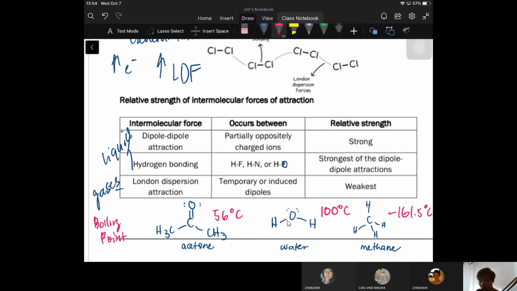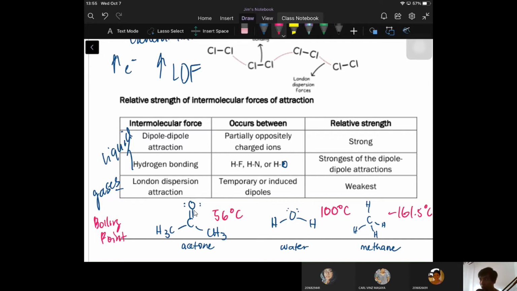Ang water, that is also dipole. However, ano yung special sa kanya? Hydrogen bond. May OH bond siya. Yung acetone, wala siyang hydrogen bond. Yes, may oxygen. Yes, may hydrogen. Pero ano yung requirement? Kailangan sila yung magkadugtong. Pag hindi sila magkadugtong, hindi yun hydrogen bond, ha? Keep in mind lang. Kailangan magkatabi sila. That also applies for fluorine and nitrogen. Okay?